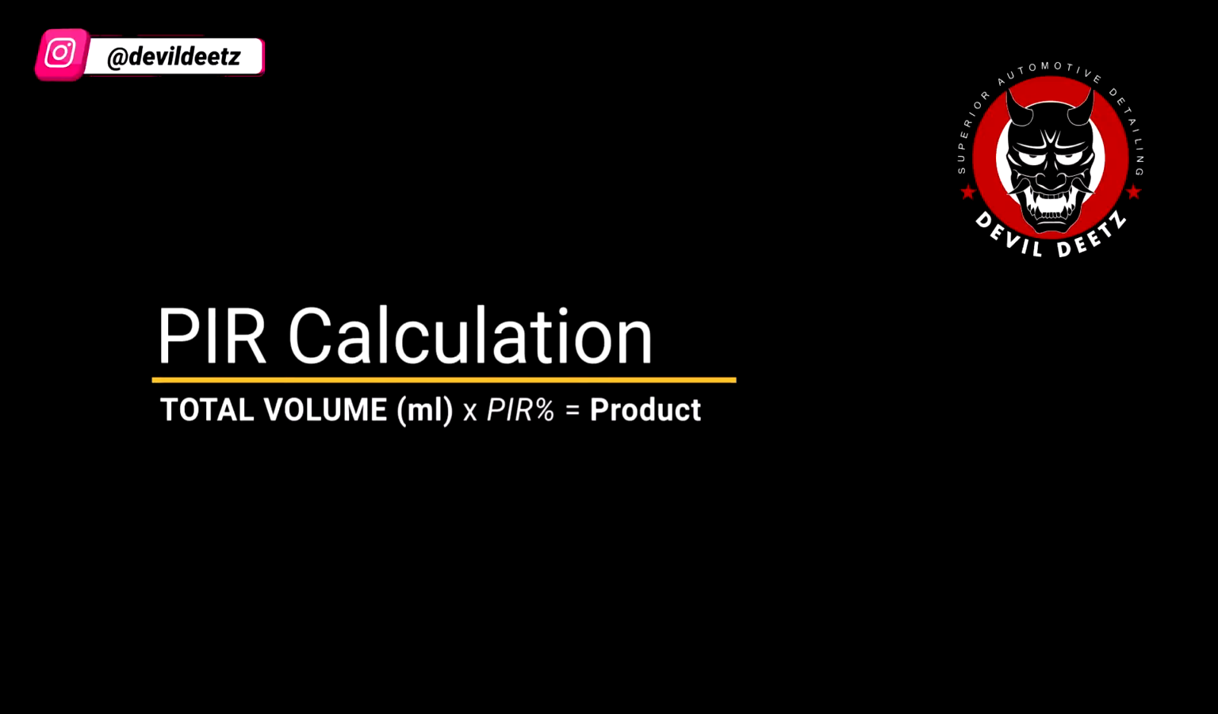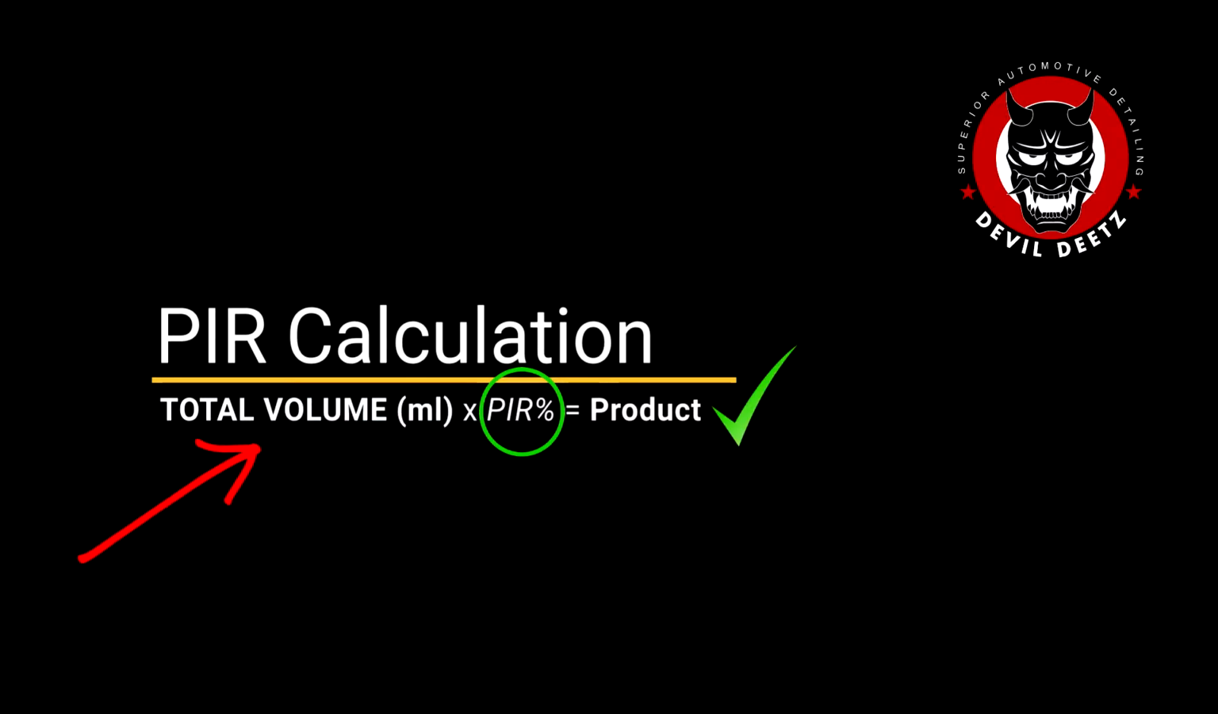So if we go back to our calculation now, we know that the total volume is 12,300 millilitres. And according to the Built Amber Auto Foam instructions, which is the product that we're using, the recommended PIR percentage is between 1% and 5%, depending on how dirty the vehicle is. 1% being the cleanest, 5% being the dirtiest. Armed with this information, we can now calculate the amount of product we need to put in our snow foam cannon's reservoir.